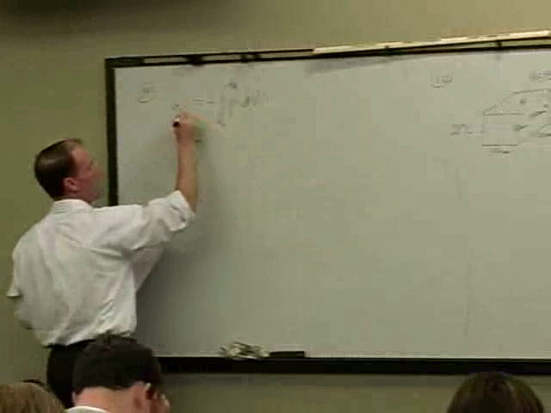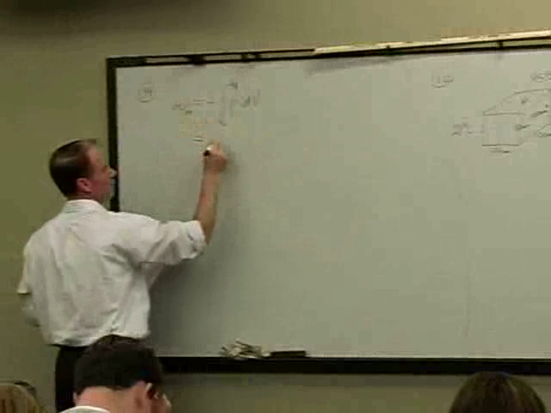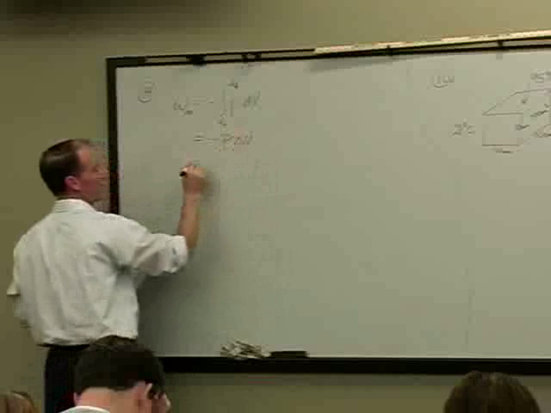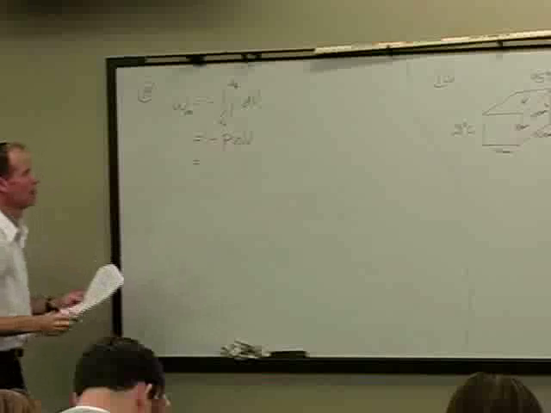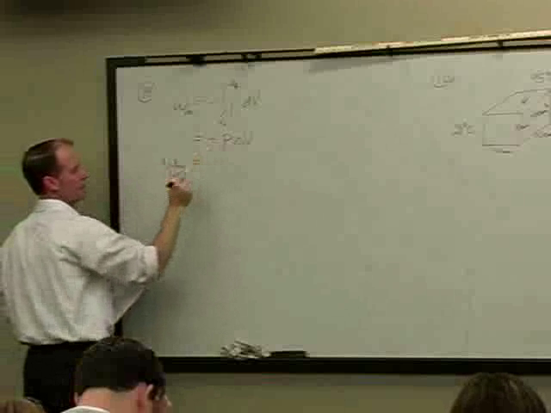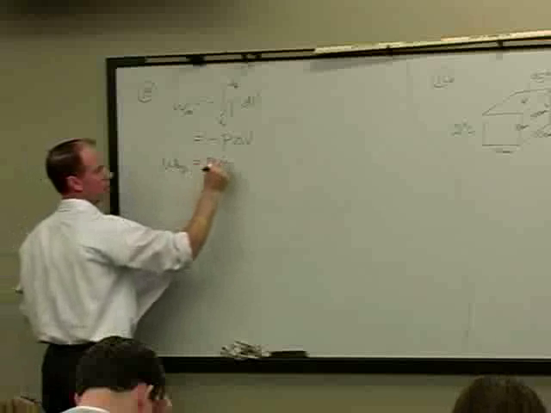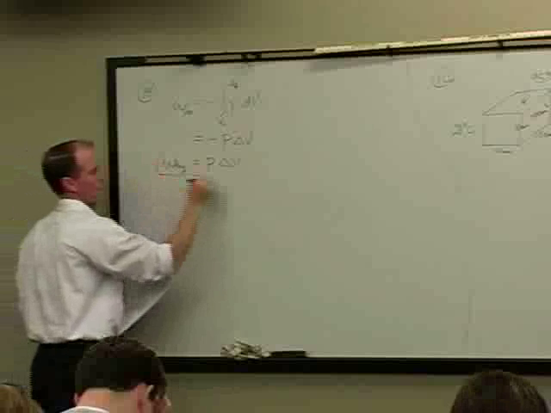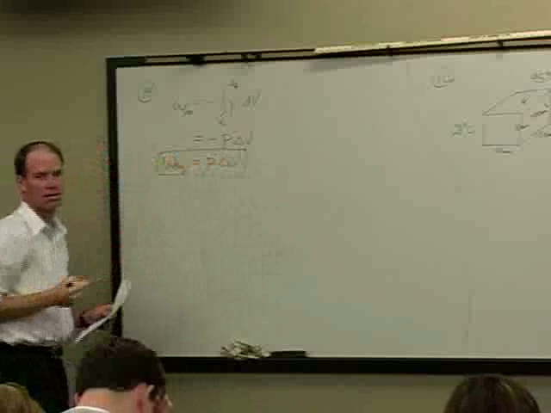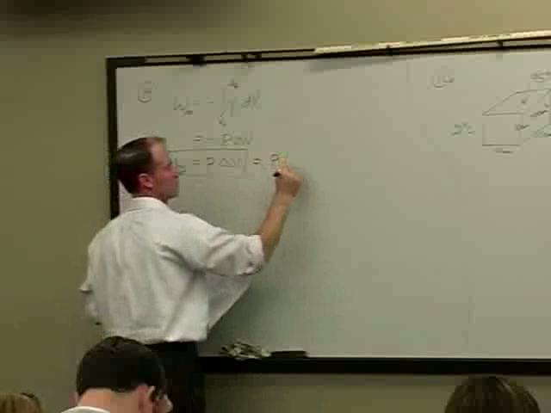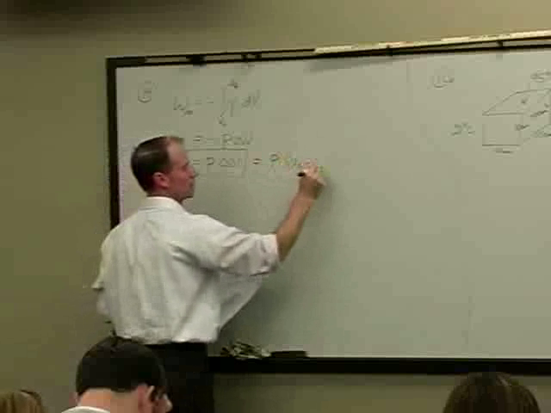This would be work on something. So that would be negative pressure times the change in volume if you have constant pressure. The work by something would be the negative of this. So it would be the pressure times the change in volume at constant pressure. So this would be the pressure times the final volume minus the initial volume.